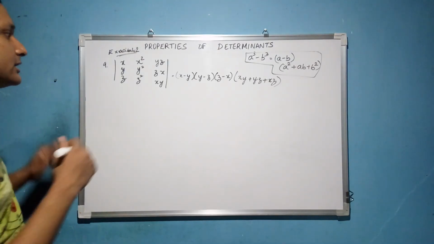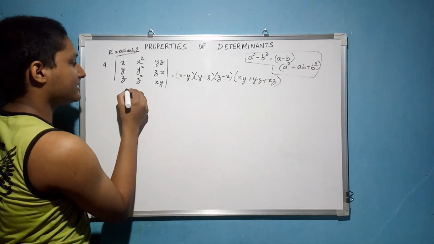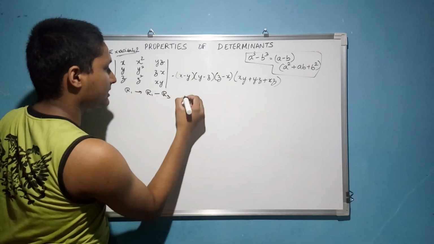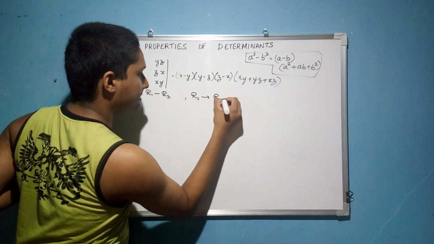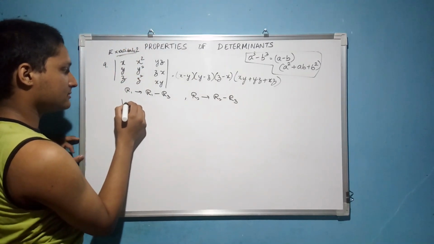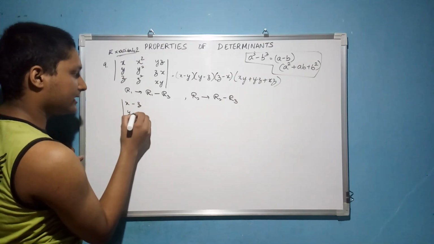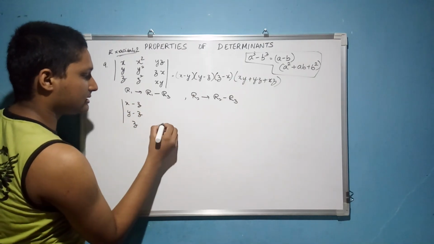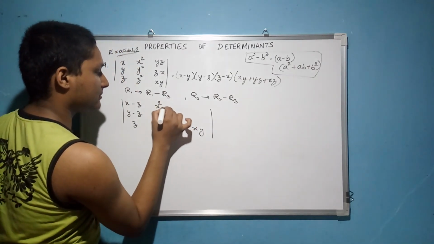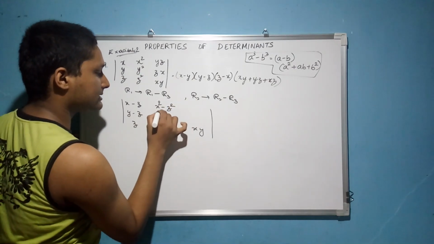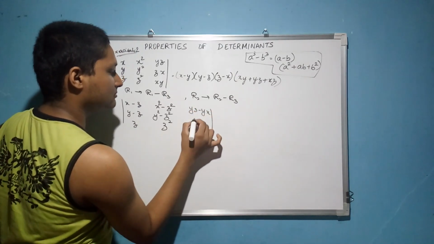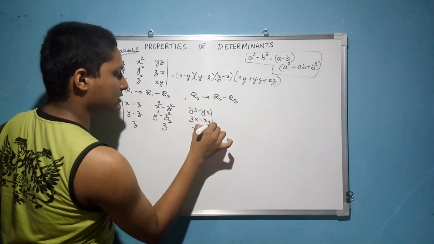So for the first 3 terms, I'm going to use R1 becomes R1 minus R3 and R2 becomes R2 minus R3. Now I need to substitute and see what I get. This is going to be x minus z, y minus z, then z square and xy remain as they are. Then we have x square minus z square, y square minus z square, yz minus yx, then zx minus xy.